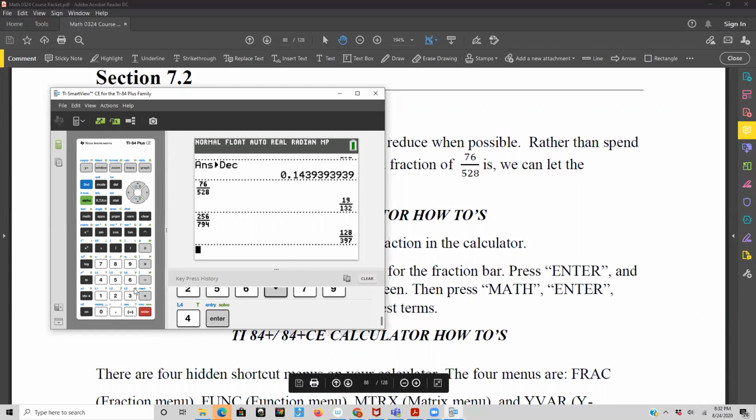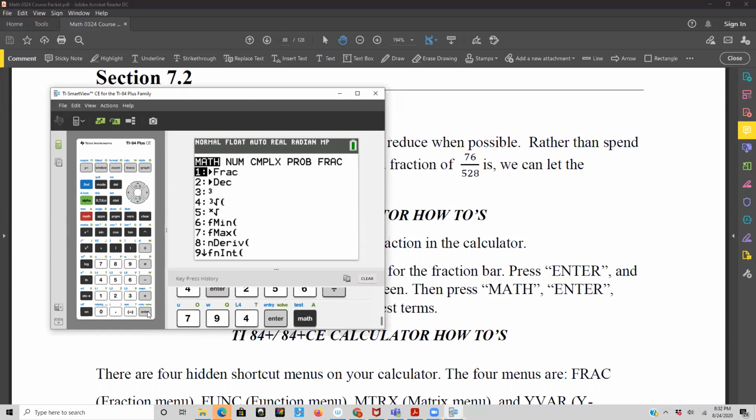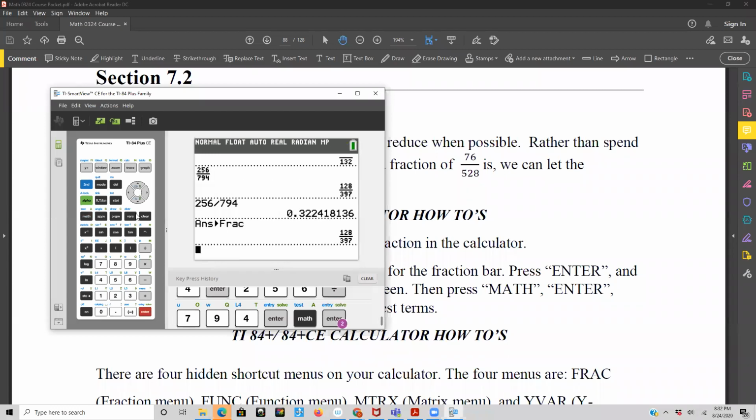Now, if I didn't have a TI-84, I would just do 256 divided by 794, press enter, and I get a decimal. Then we hit MATH, enter, MATH, Frac, enter. So there we have it. That's how I reduce a fraction using the TI-84 or 83 calculator.